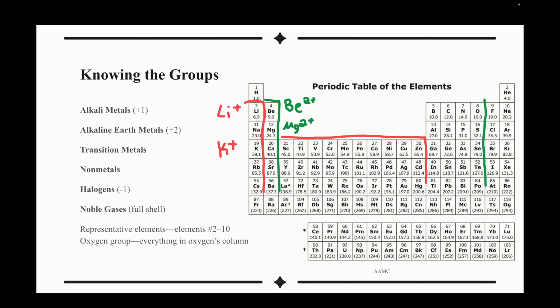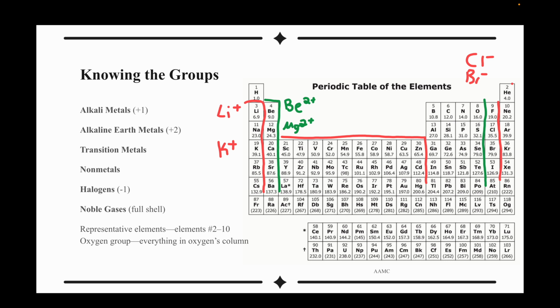There's nothing especially high yield that you need to know specifically about the transition metals or the nonmetals. Next up, we have the halogens here. This will be fluorine and everything below. These halogens typically like to have a -1 oxidative state, so you'll typically see these as chloride or bromide.